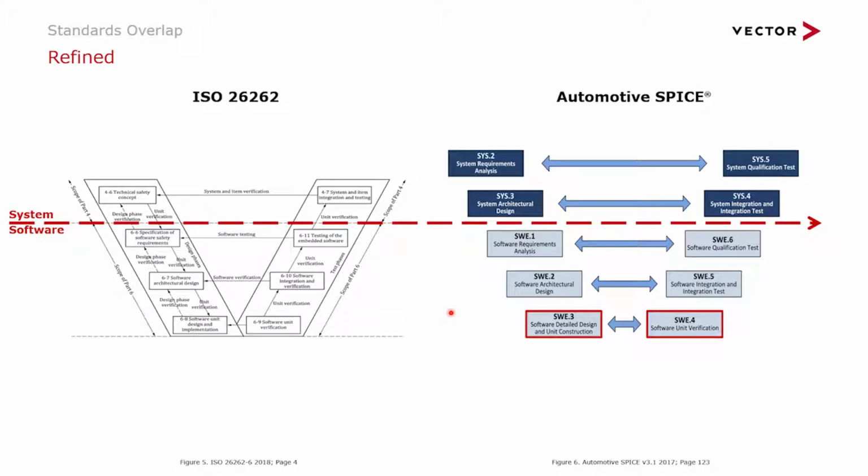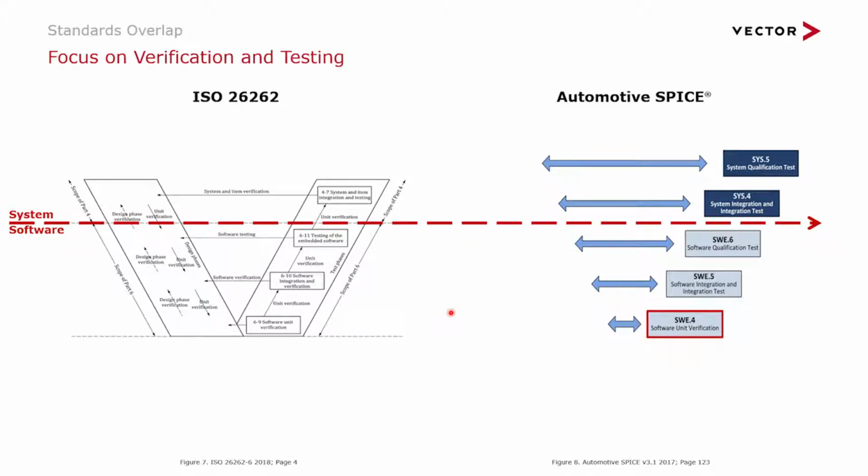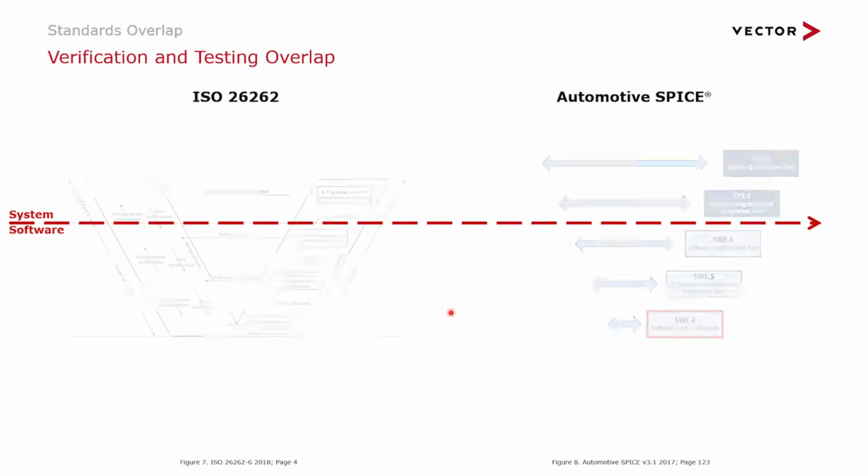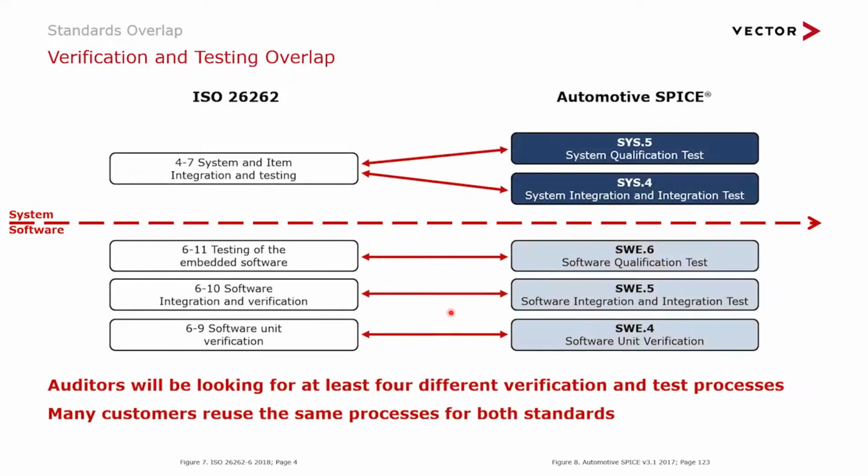So let's take a look at that. If we take just that right side and compare the two a little bit closer, we can see that there are about 4 typical processes that your auditor is going to be looking for.